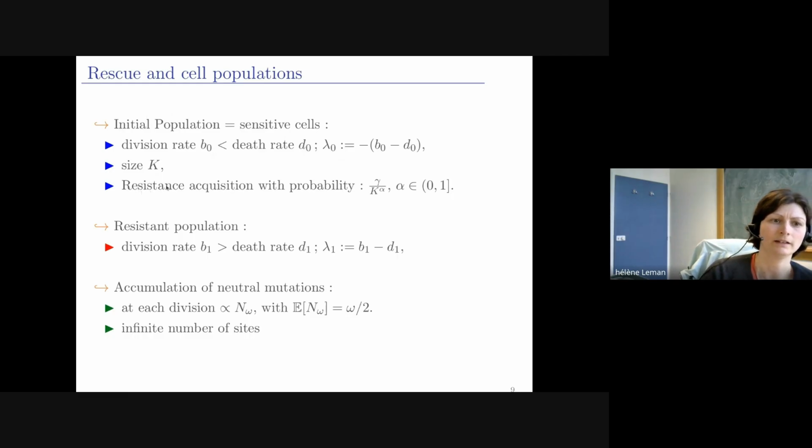And at each division, the new cell can acquire resistance with a small probability, which is inversely proportional to K. If it becomes resistant, it acquires a positive growth rate, with a division rate B1, which is larger than D1. And we also add the fact that at each division, the cell accumulates neutral mutations. The new cell acquires a random number of mutations, and also inherits the mutations of its ancestors.